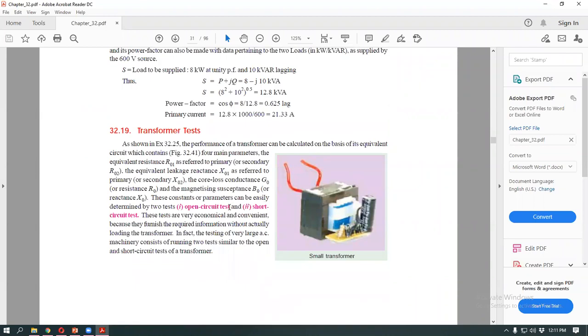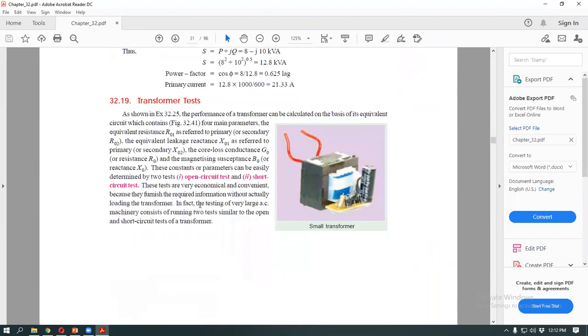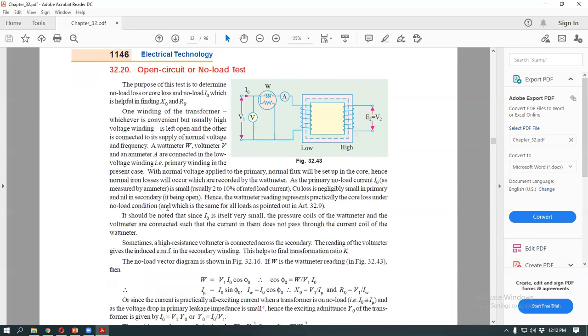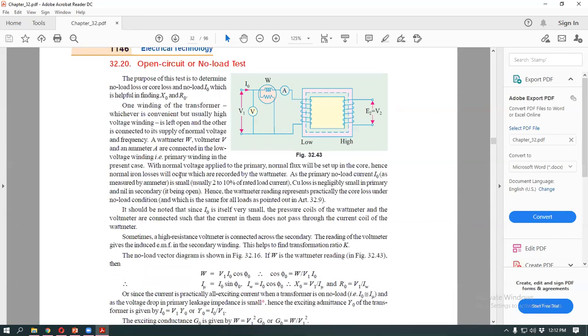This is the transformer test. This is very important. Okay, open circuit test and short circuit test. Open circuit test means no load test. Okay. If you test this, then core loss. This is the open circuit test.